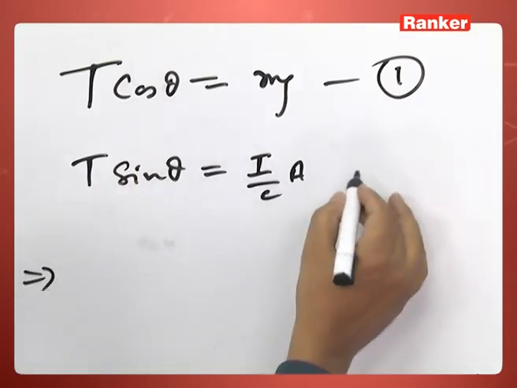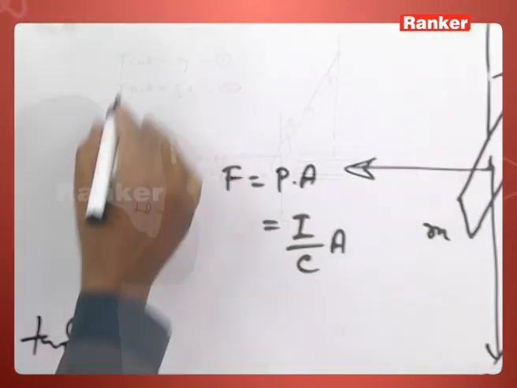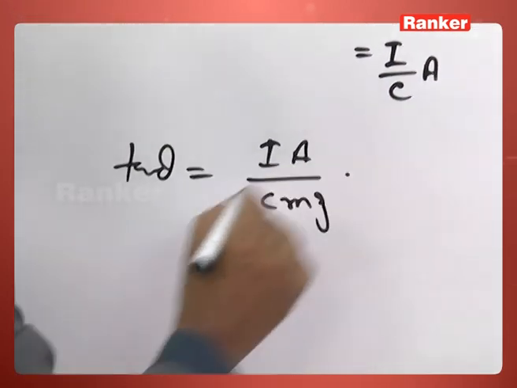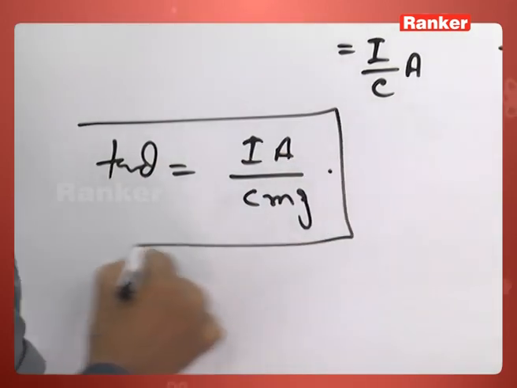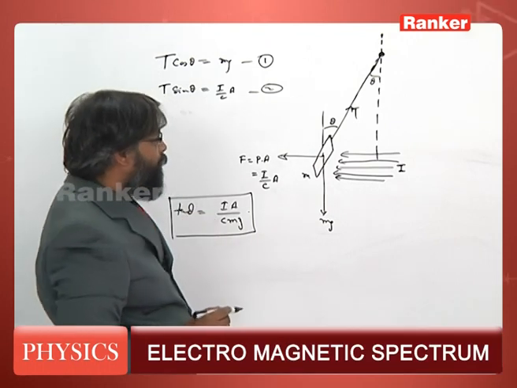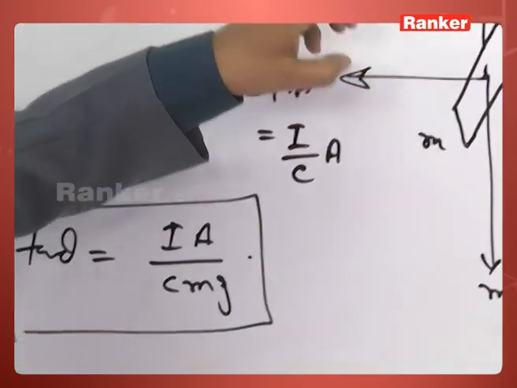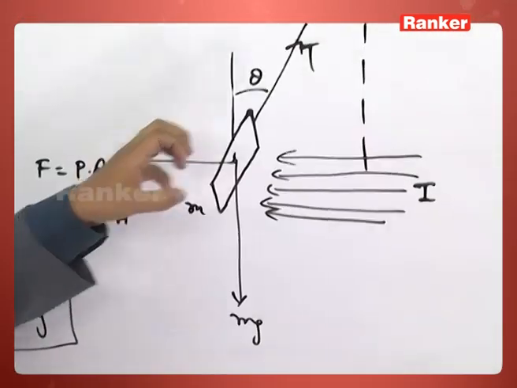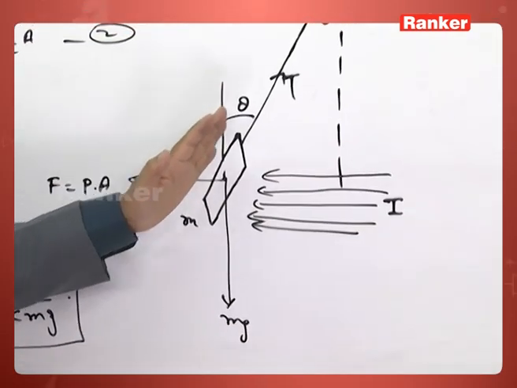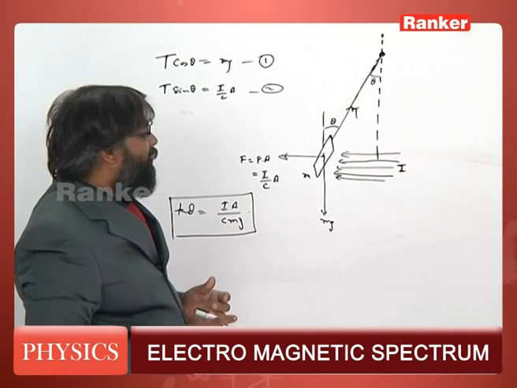So from these two equations we get tan theta will be I A by C mg, where C is the velocity of light, I is the intensity of light, A is the area of cross section of this. This is the tan theta. So you see, we here use the concept that this energy when absorbed deflects this mirror or a black body by some angle theta, and this tan theta is given by this. Let us take another example.